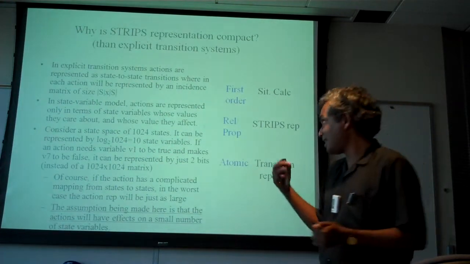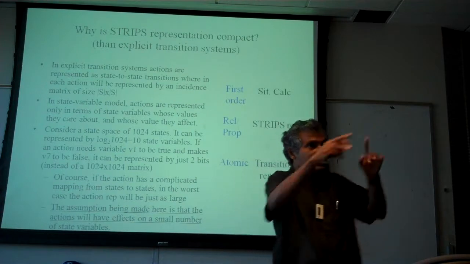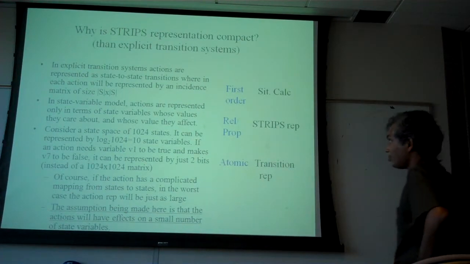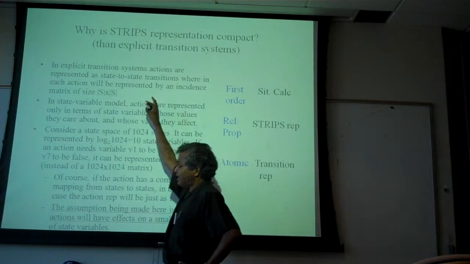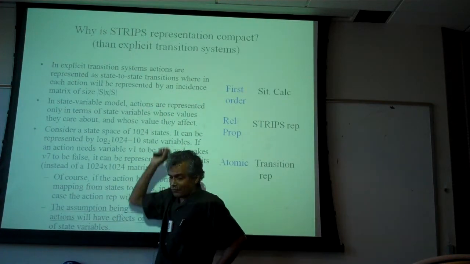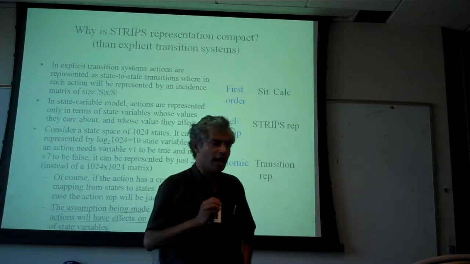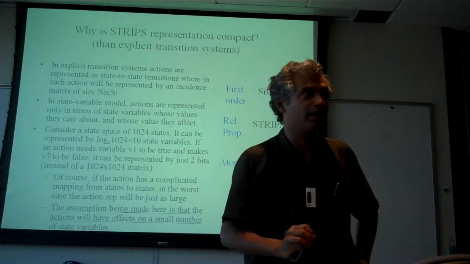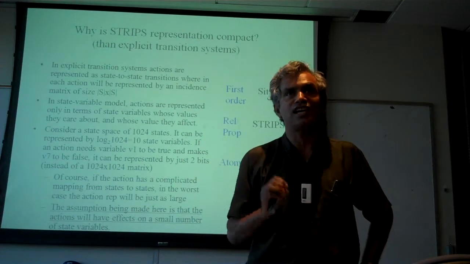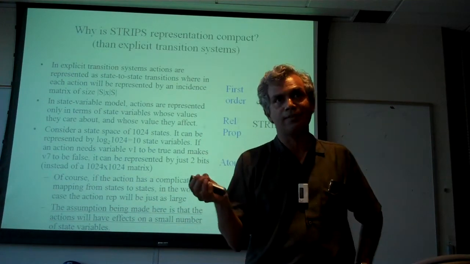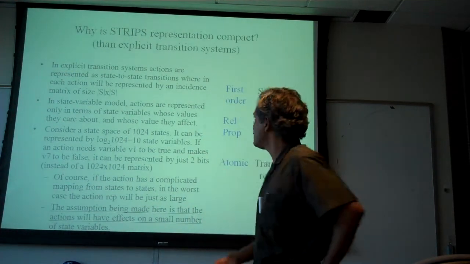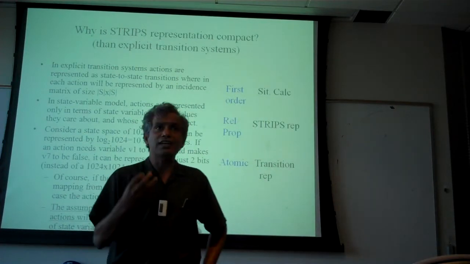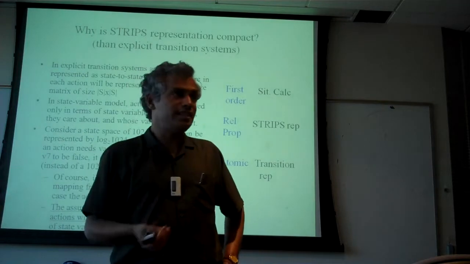Whereas in the atomic there is no difference. It will still be the same S by S matrix. Now it's important to understand that if in fact we live in worlds where our actions essentially affect an arbitrarily large number of propositions, I mean the state variables, then there isn't much of a difference between whether you are doing state variable models or explicit state models.